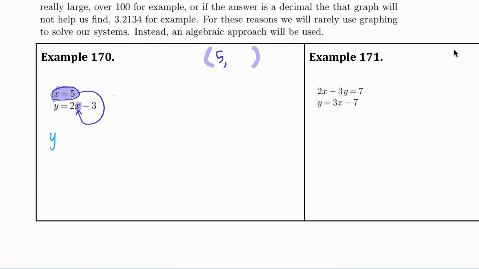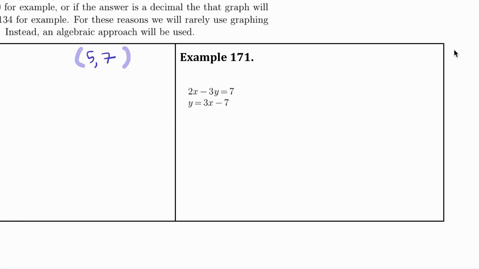So we have y equals 2, and we're replacing our x with the value of x, minus 3. Okay, now we just simplify. We have y equals 2 times 5 is 10, minus 3, or y equals 7. So that tells me the solution to this system is 5, 7.